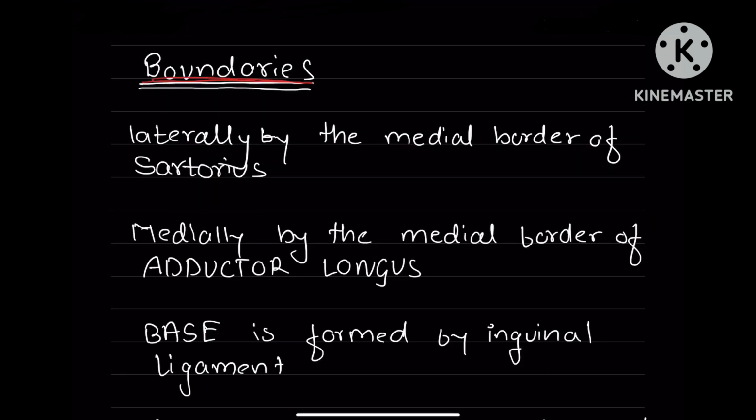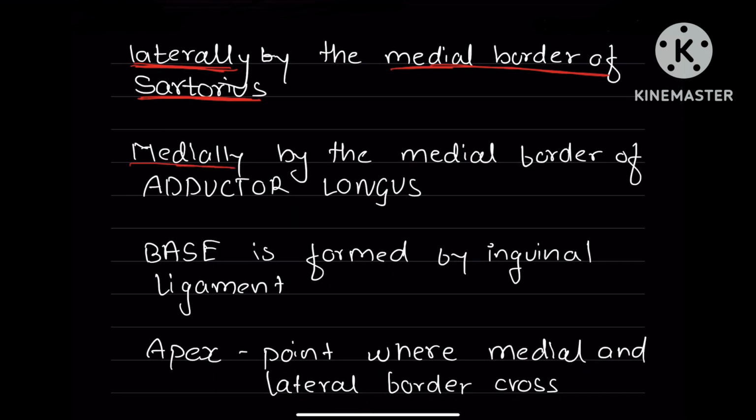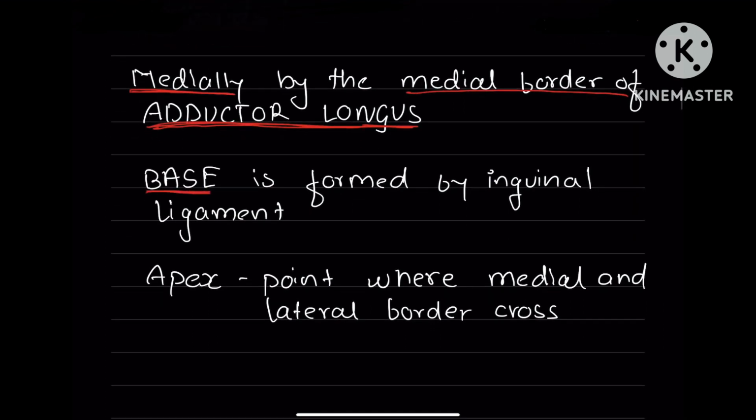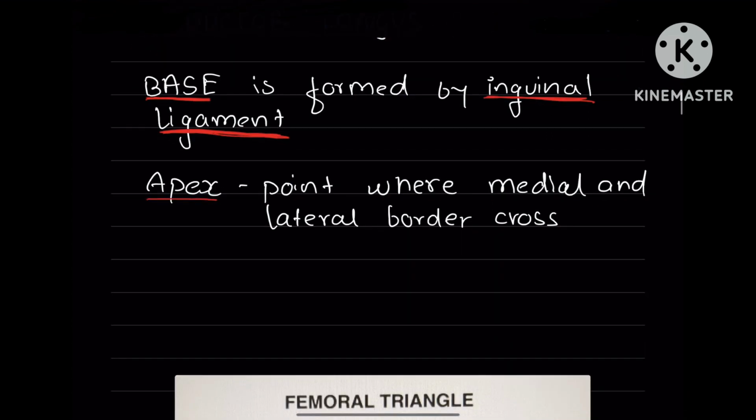Boundaries of the femoral triangle. The lateral boundary of the femoral triangle is made by the medial border of the sartorius muscle. The medial border of the femoral triangle is formed by the medial border of the adductor magnus muscle. The base of the femoral triangle is formed by the inguinal ligament. And the apex of the triangle is formed where the medial and lateral borders cross each other.